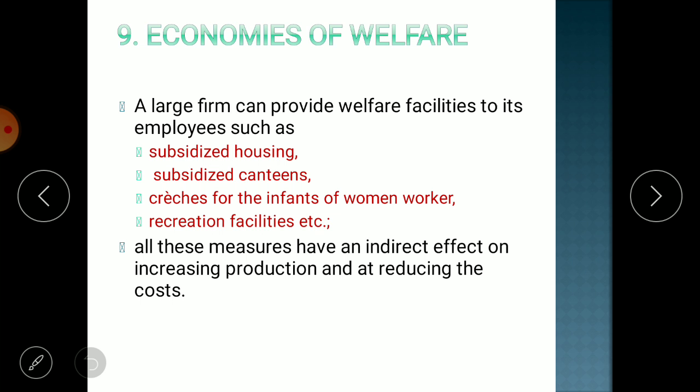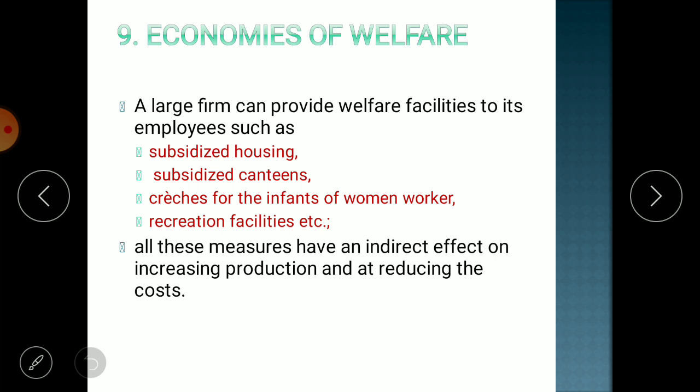Then subsidized canteens are there in big firms. They are having canteens in Balaji and in Gopal. They offer a meal at 10 rupees per plate. 10 rupees per plate is nothing in today's time period. If you go outside in the market, one plate is available at 100 rupees, and they are offering it at just 10 rupees. So it is known as a subsidized canteen.